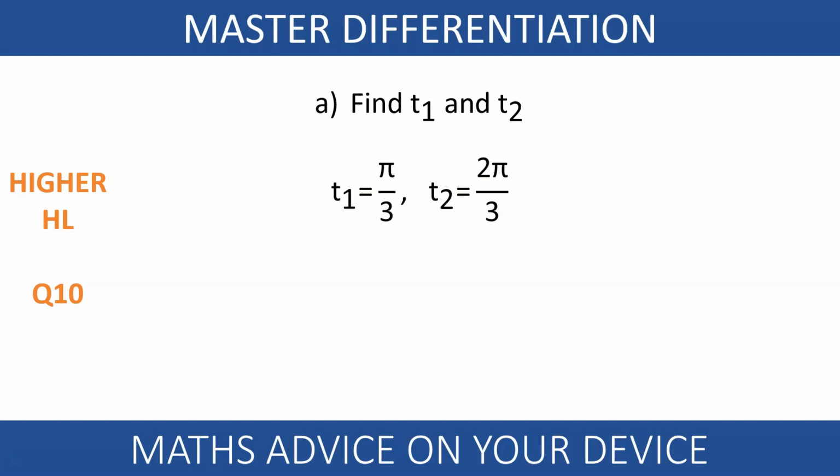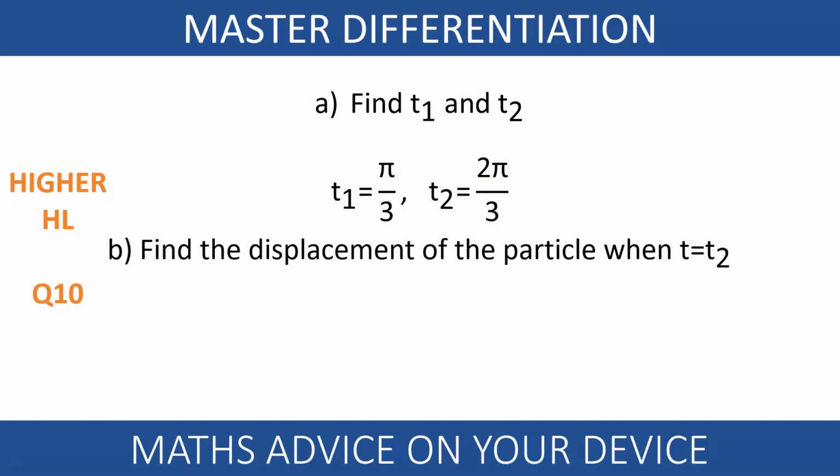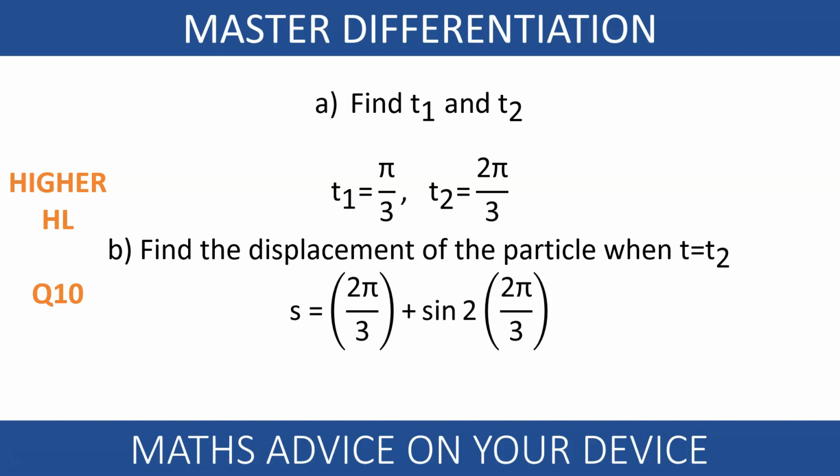The times t1 and t2 give you 5 marks. Now, we need to find the displacement of the particle when t equals t2. That is 2 pi over 3 seconds. We set our calculators in radians, very important, and we plug in the numbers. It returns 1.228 meters. That is 2 more marks for you.